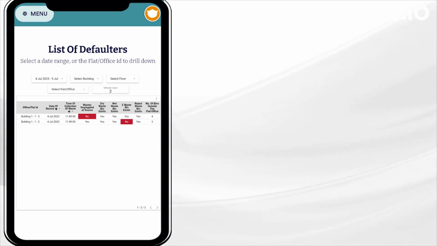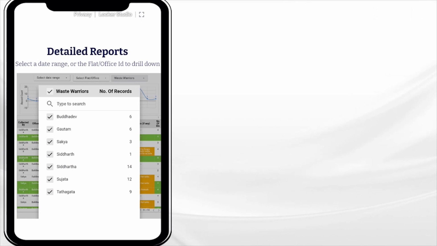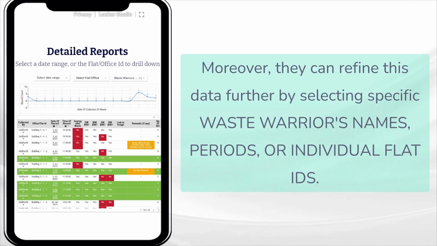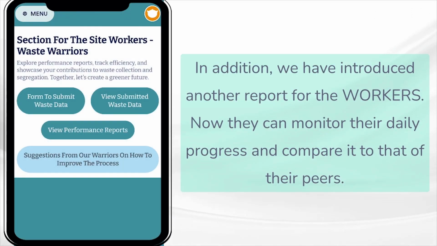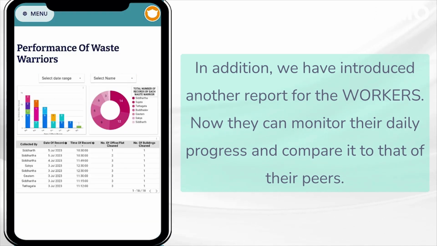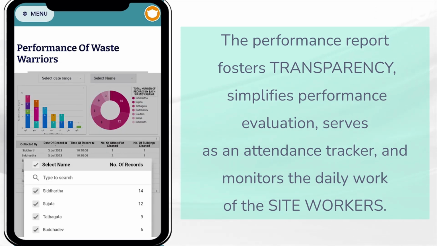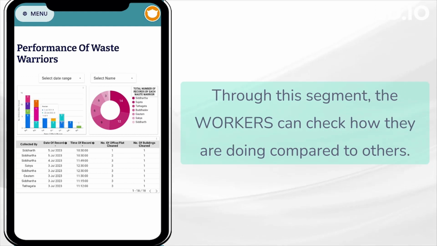The workers also have the option to scroll down and access a comprehensive report that provides detailed insights into all the collected data. Moreover, they can refine this data further by selecting specific waste warriors' names, periods, or individual flats. In addition, we have introduced another report exclusively for the workers. Now, they can monitor their daily progress and compare it to that of their peers. The performance report fosters transparency, simplifies performance evaluation, serves as an attendance tracker, and monitors the daily work of the site workers. Through this segment, the workers can check how they are doing compared to others.